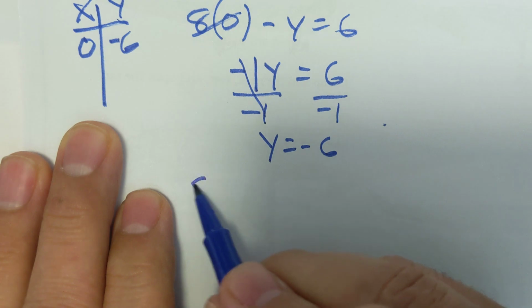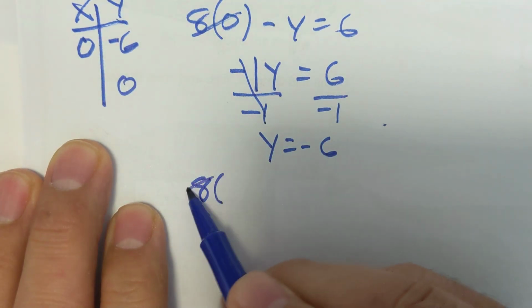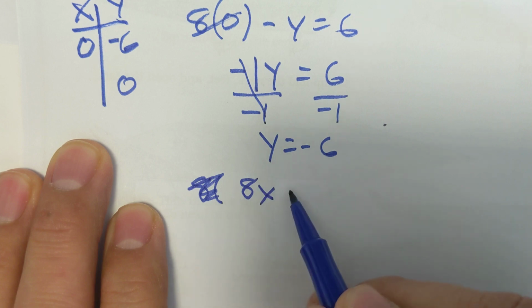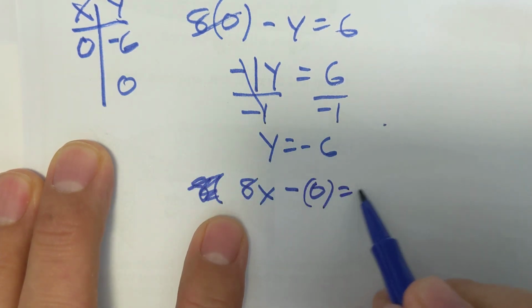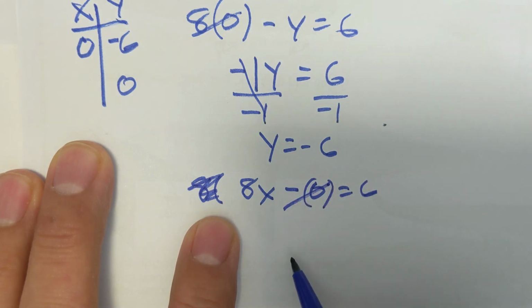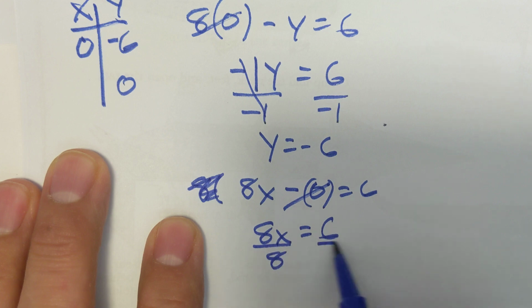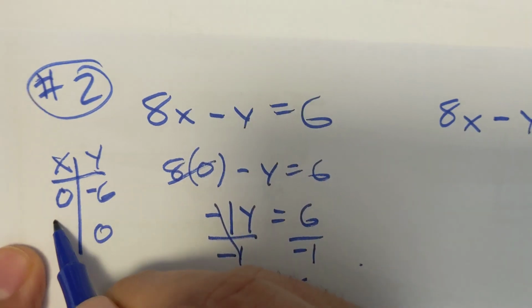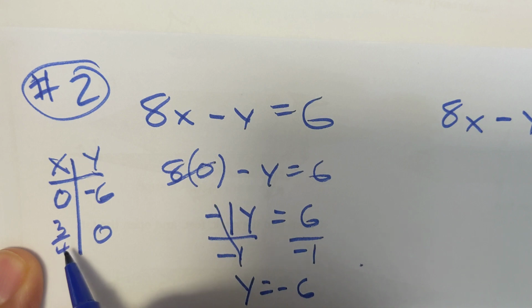Do the same thing for x. Take my equation, except I plug a 0 in for y. 8x minus 0 equals 6. The minus 0 disappears. We get 8x equals 6. Divide by 8, we get 3/4. Okay. So our y-intercept is negative 6. Our x-intercept is 3/4.